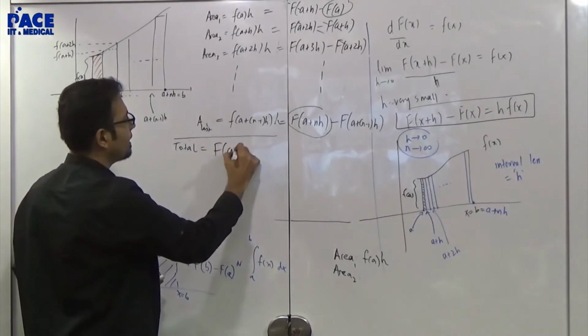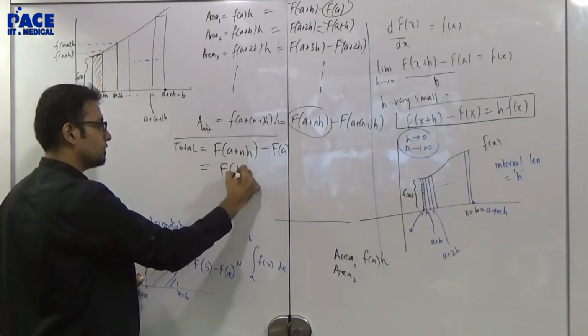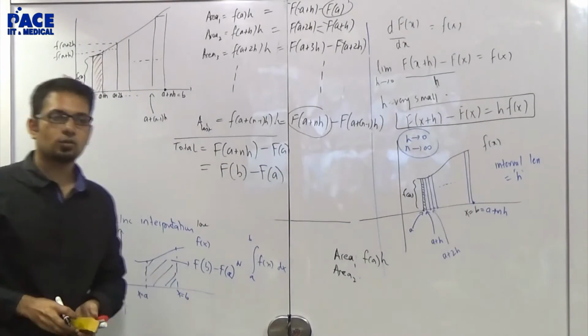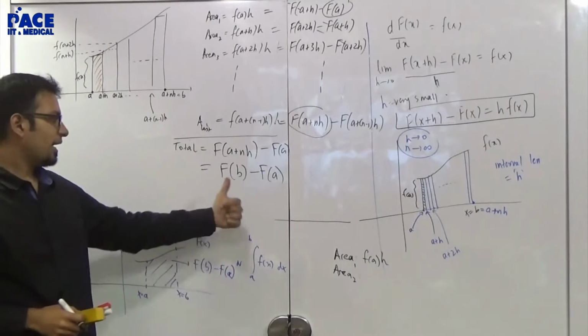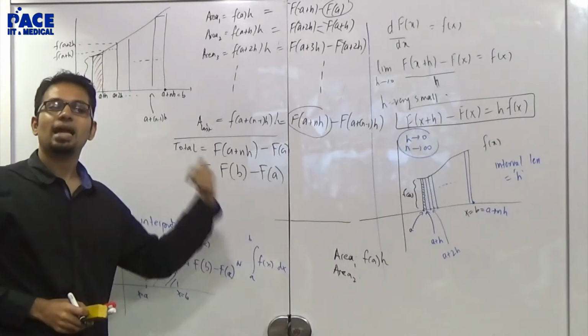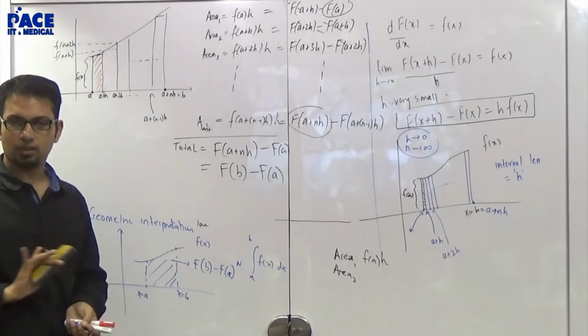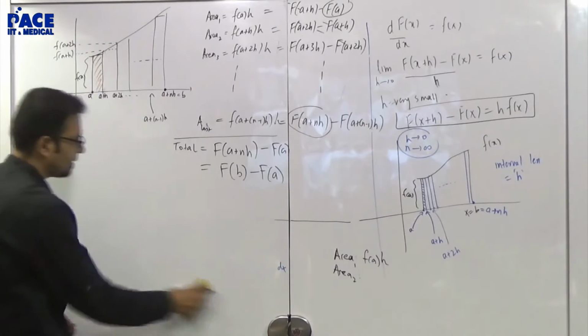Okay. So what is remaining? F of a plus nh minus f of a. And what is that? F of b minus f of a. Okay? So now I have actually proven that the area under the curve is actually F of b minus F of a, where F is the antiderivative. Is that clear? Do you understand the word antiderivative? Okay.